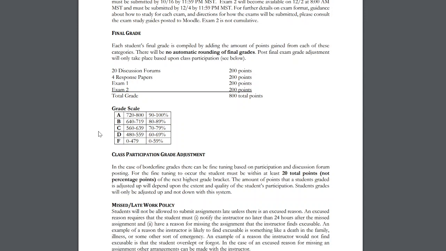So I have here that if you are within 20 total points, not percentage points, but 20 total raw points of the next highest grade bracket, then I'll consider bumping you up. Just as an example, let's say at the end of the semester you have 700 points. You go to the grade scale and say, oh man, I'm so close to an A, but an A requires 720 points. So you would be within the range of me considering bumping you up because you're within 20 points. Then it would depend on your participation.